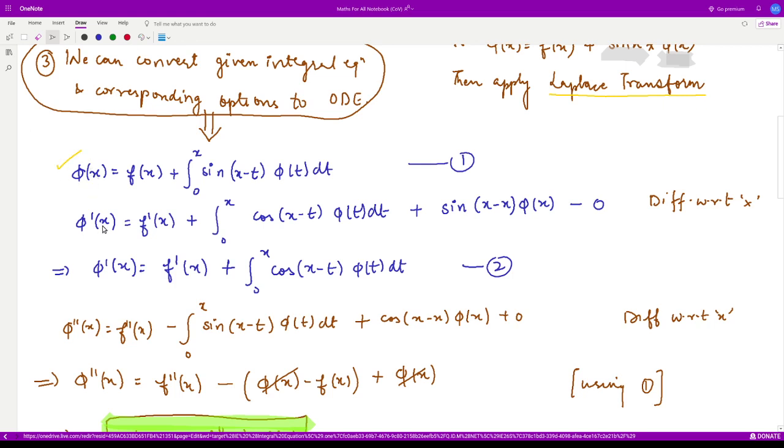So it will give phi dash x is equal to f dash x plus, here we have to apply the Leibniz rule of differentiation under the integral sign. So it is the integration of the partial derivative of this term with respect to x. It will be the derivative of sine, that would be cos (x minus t) as such, and then the derivative of the angle, that is 1 minus 0. So it is just cos (x minus t) phi t dt as such, because phi t is independent of x.